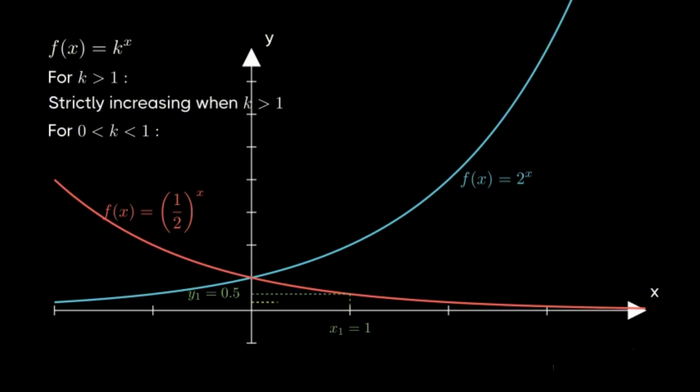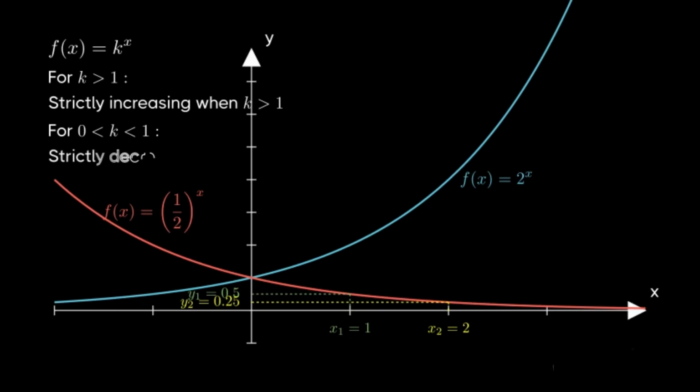When we increase x to 2, we calculate 1/2 raised to the power of 2, which equals 0.25. Notice that as our x value increased by 1, our function value was cut in half, going from 0.5 to 0.25. This pattern continues. For any two x values where one is larger than the other, the function value at the larger x will always be smaller. This confirms our second fundamental property.